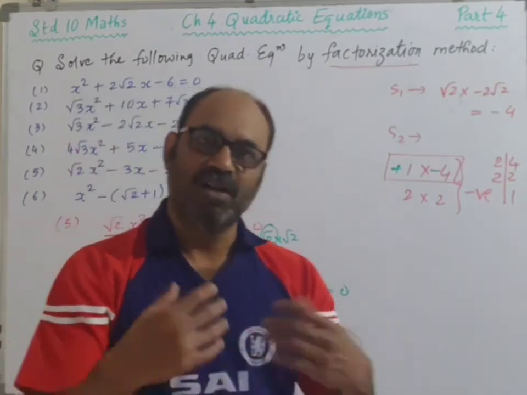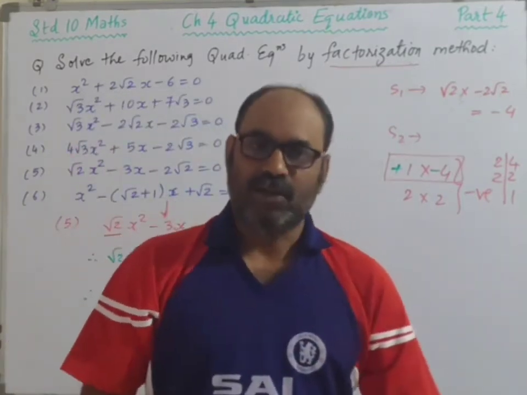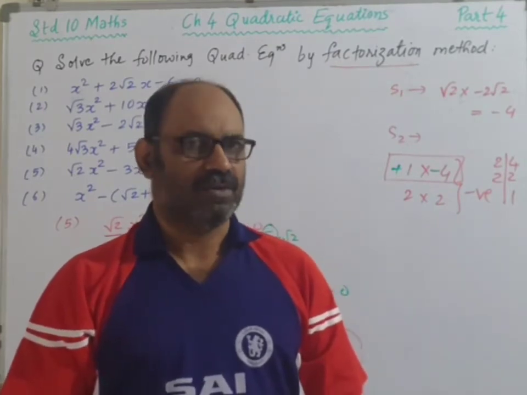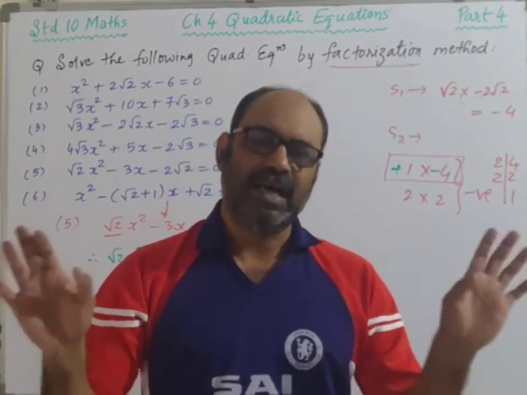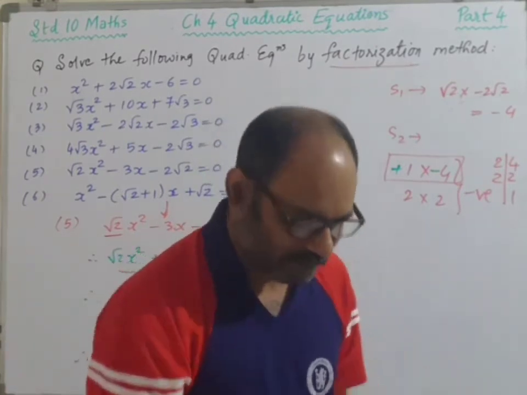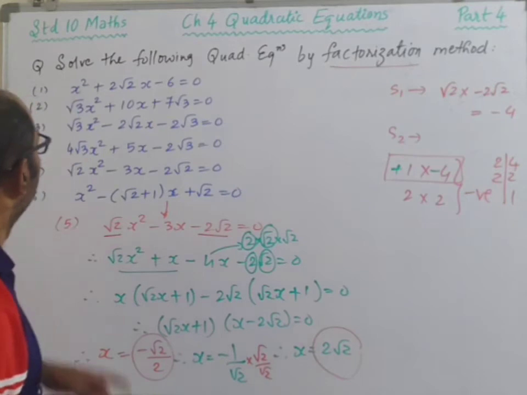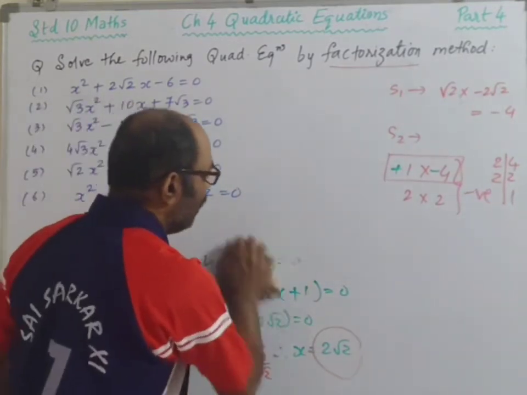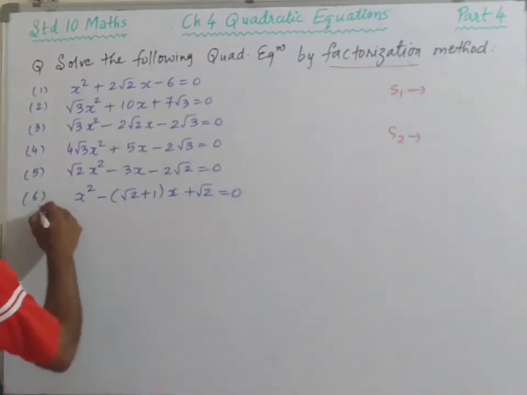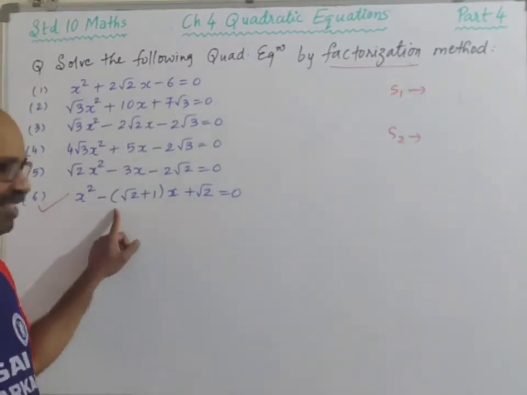For polynomial we call zeros and for equations we call roots. But even if you speak zeros, doesn't matter. It is understood. Okay, it is taken for granted. So moving on to the next one, and that is number 6, the last one. All right. The last one is here, number 6.